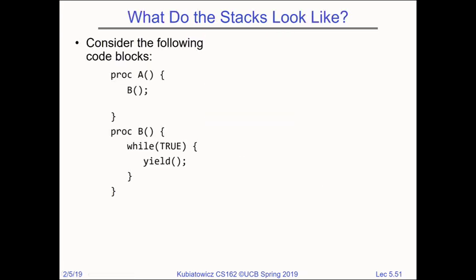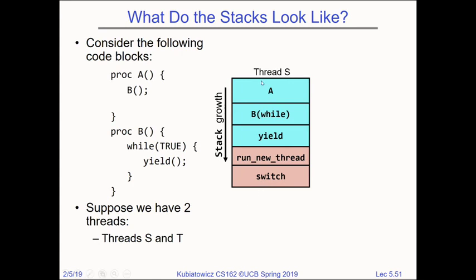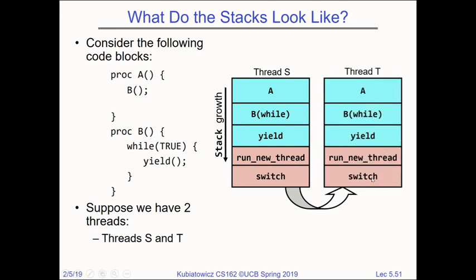So here are two procedures. A calls B, and B says while true yield. I'm giving you this so that there are two stack frames here. Suppose we have two threads, S and T. Thread S has an A stack frame that calls B, which calls yield, which calls run new thread in the kernel, which calls switch, which switches to the other stack frame, which exits run new thread, which exits yield, which exits B, and then runs yield again, run new thread, switch, which goes back to the other stack frame.